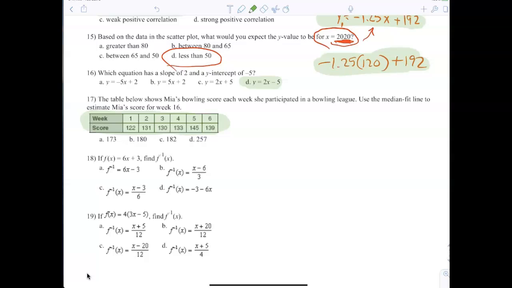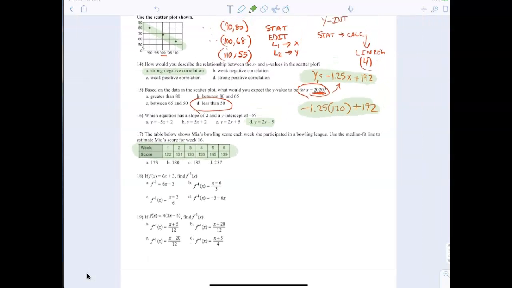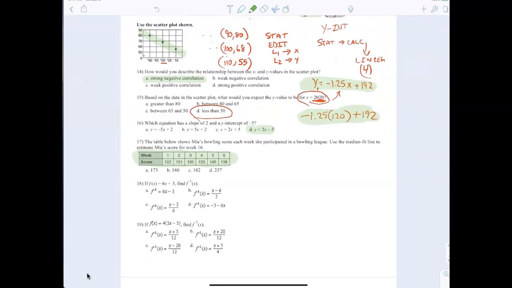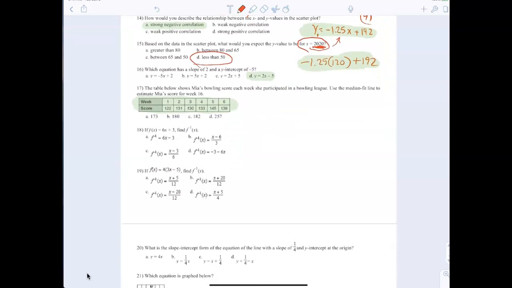After you get the data points in, you should have written down my notes. If you don't remember, you hit stat again, then go over to calc, then down to linear regression, then hit enter all the way through. Somebody tell me what the equation is. 3.7x plus 120, is that correct?